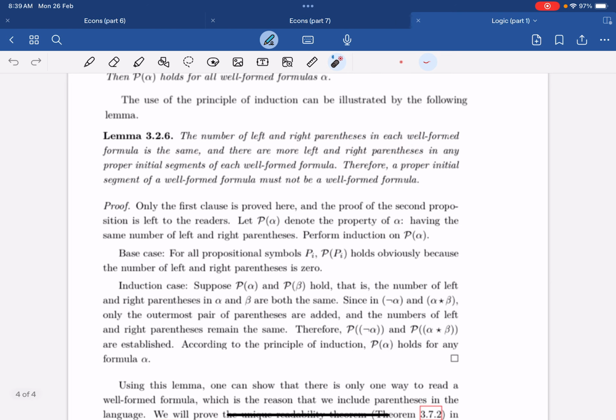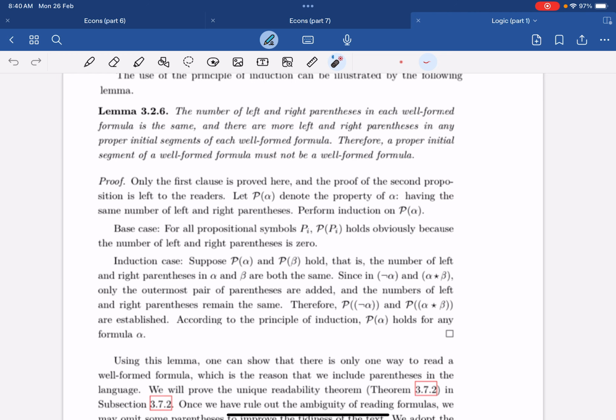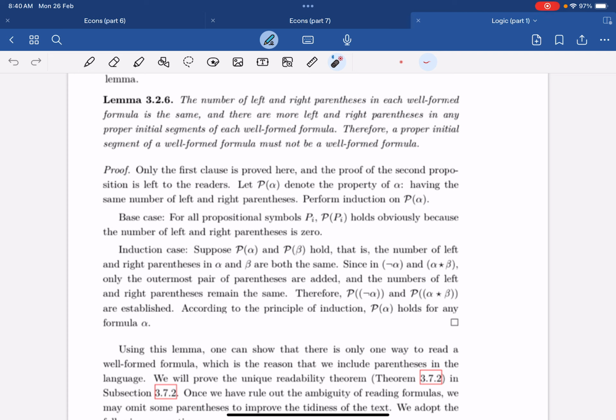So let's start with that first to prove. We let the property of having the same number of left and right parentheses be P(alpha), and we perform induction on P(alpha). Since it's already defined that all propositional symbols are well-formed formulas, then of course the propositional symbols will obviously hold, because there is no need for parentheses when writing a propositional symbol. And so now suppose that P(alpha) and P(beta) hold, so the number of left and right parentheses is the same for alpha and beta as well-formed formulas.